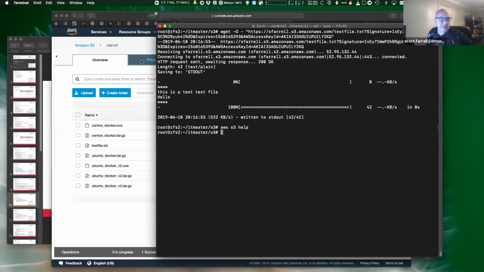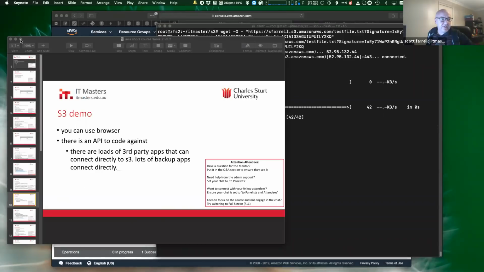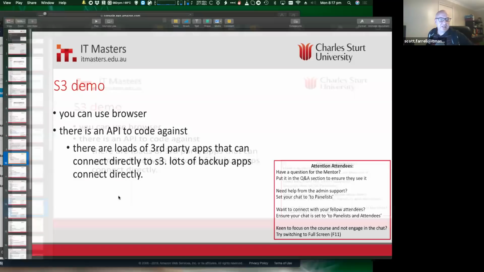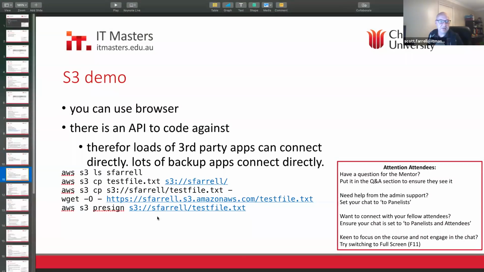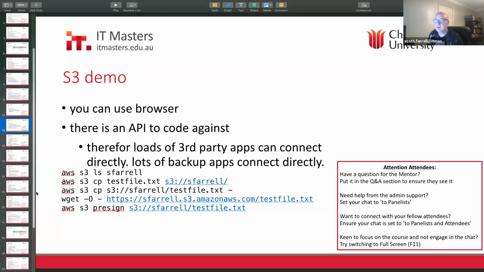Okay, so that's my demo. Those commands are on the next slide, so you'll be able to have a look at these later on. And I really quite like this idea of pre-signing URLs. It's quite good for application development, giving out URLs that are one-time use or for a certain time period.